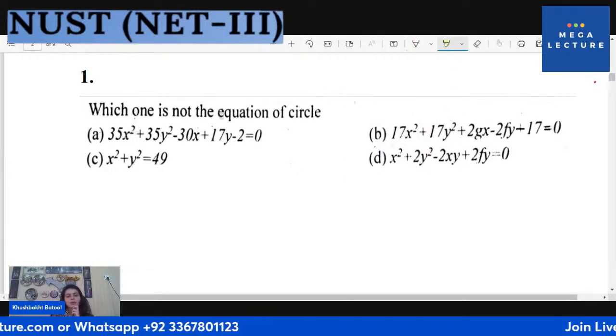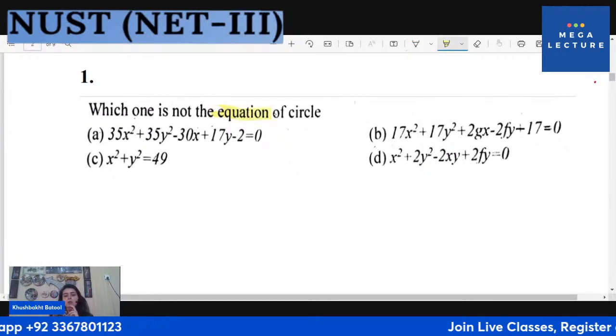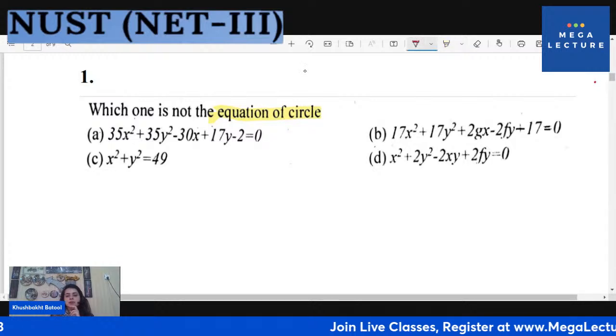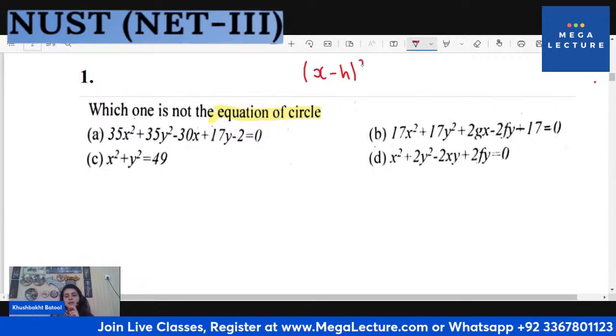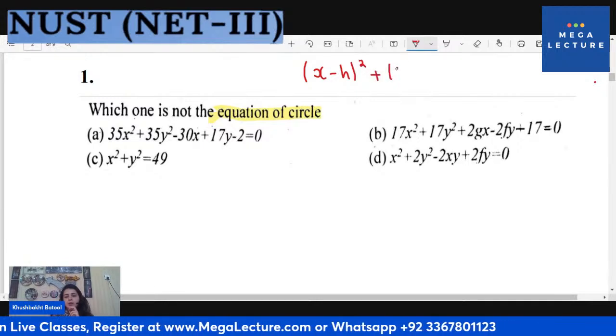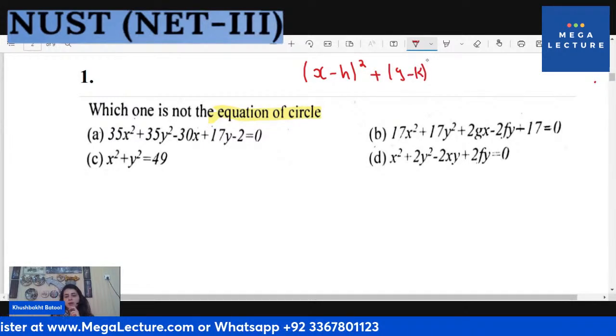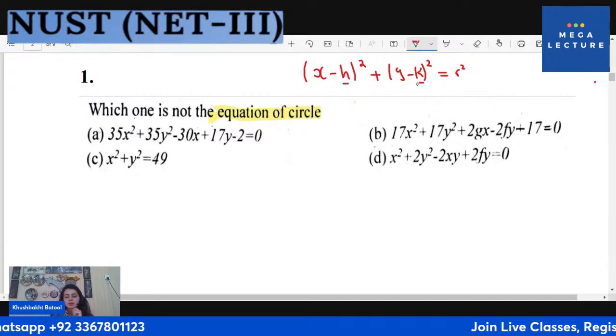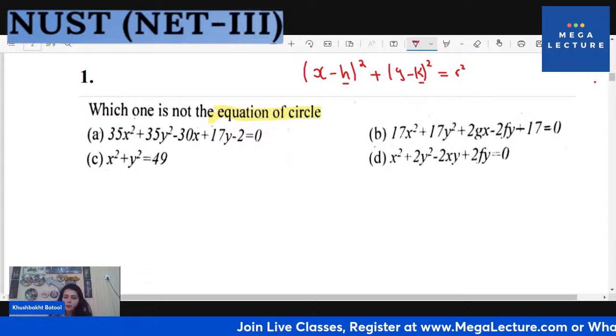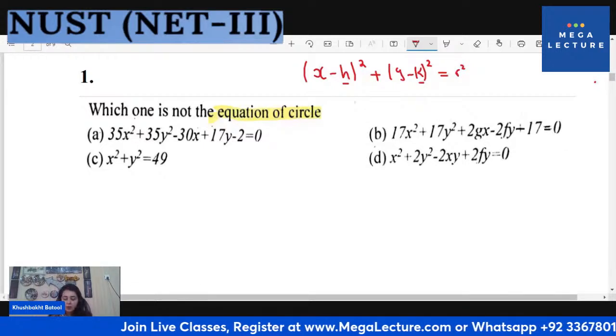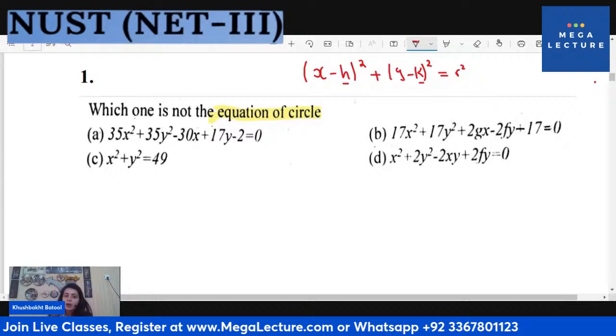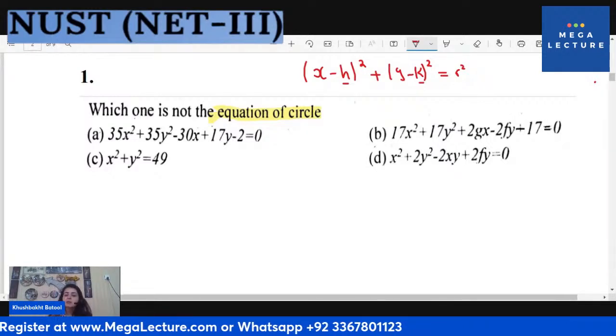Now we know that the general form of the equation of a circle is (x - h)² + (y - k)² = r², where h and k are the coordinates of the center and r is the radius. This is the general form. I told you while we were talking about it that this is the general form, which does not imply that other forms would not be the equation of a circle.